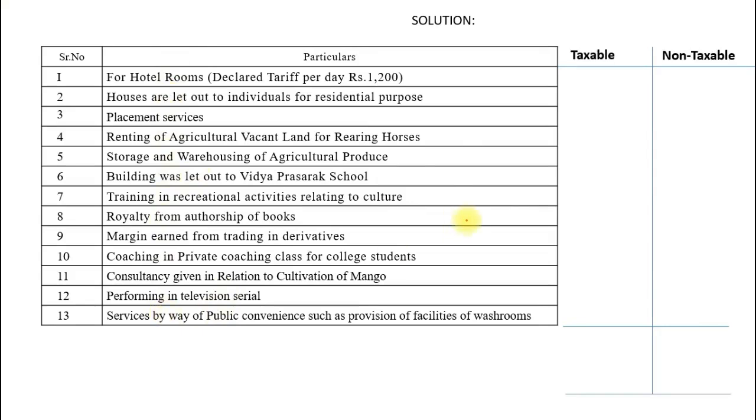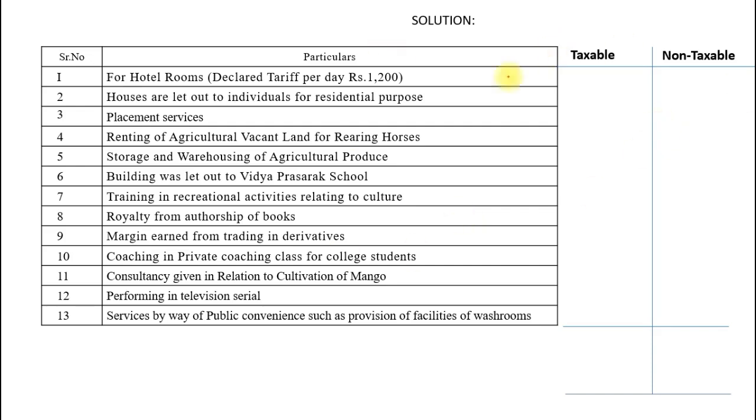Two columns, taxable and non-taxable. The amounts are directly taken. Now we just have to understand whether it is taxable or non-taxable. Amounts can be written directly from the question. First, it was for hotel rooms, declared tariff per day is 1200. Now, as I told you, the rule is, if the tariff of a room of a hotel or a lodge or anything is less than 1000, you don't have to pay tax. If it is more than 1000, then it will be purely taxable.